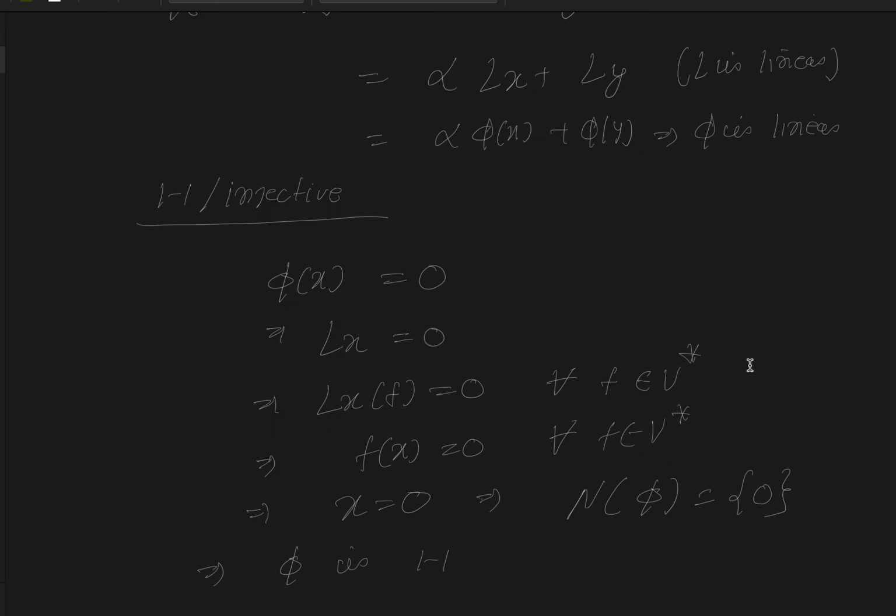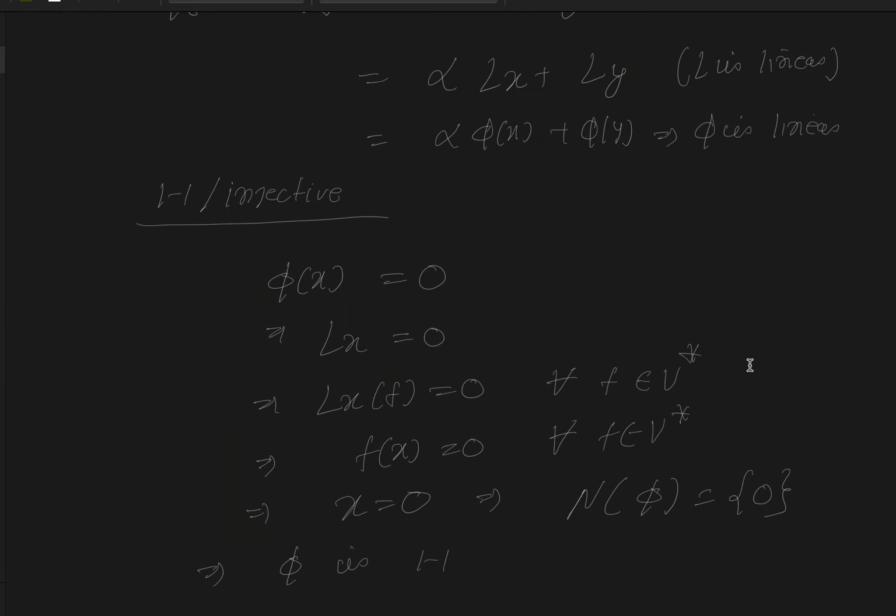So this is simple: phi of x equals 0 means L of x equals 0, because phi of x equals L of x. Now, if L of x equals 0, what does it imply? It implies that Lx of f is 0 for all f belonging to V star. This is again the same thing that we proved before coming to this theorem, that if x is non-zero, then phi of L of x is also non-zero. So this is just a direct implication of that, or you can also see clearly that it implies that f of x equals 0 for all f belonging to V star. And again, if you consider f to be the identity map, we will find that x equals 0.